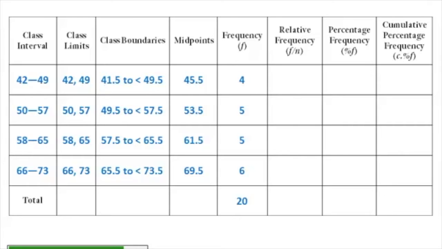So for the first class interval, we have 4 divided by 20, which is 0.20. For the second class interval, we have 5 divided by 20, which is 0.25. For the third class interval, we have 5 divided by 20, which is 0.25. And for the fourth class interval, we have 6 divided by 20, which is 0.30. Finally, we add these proportions together to get the total relative frequency. We should arrive at a value of 1 here, since we are dividing the frequencies by the total of 20.